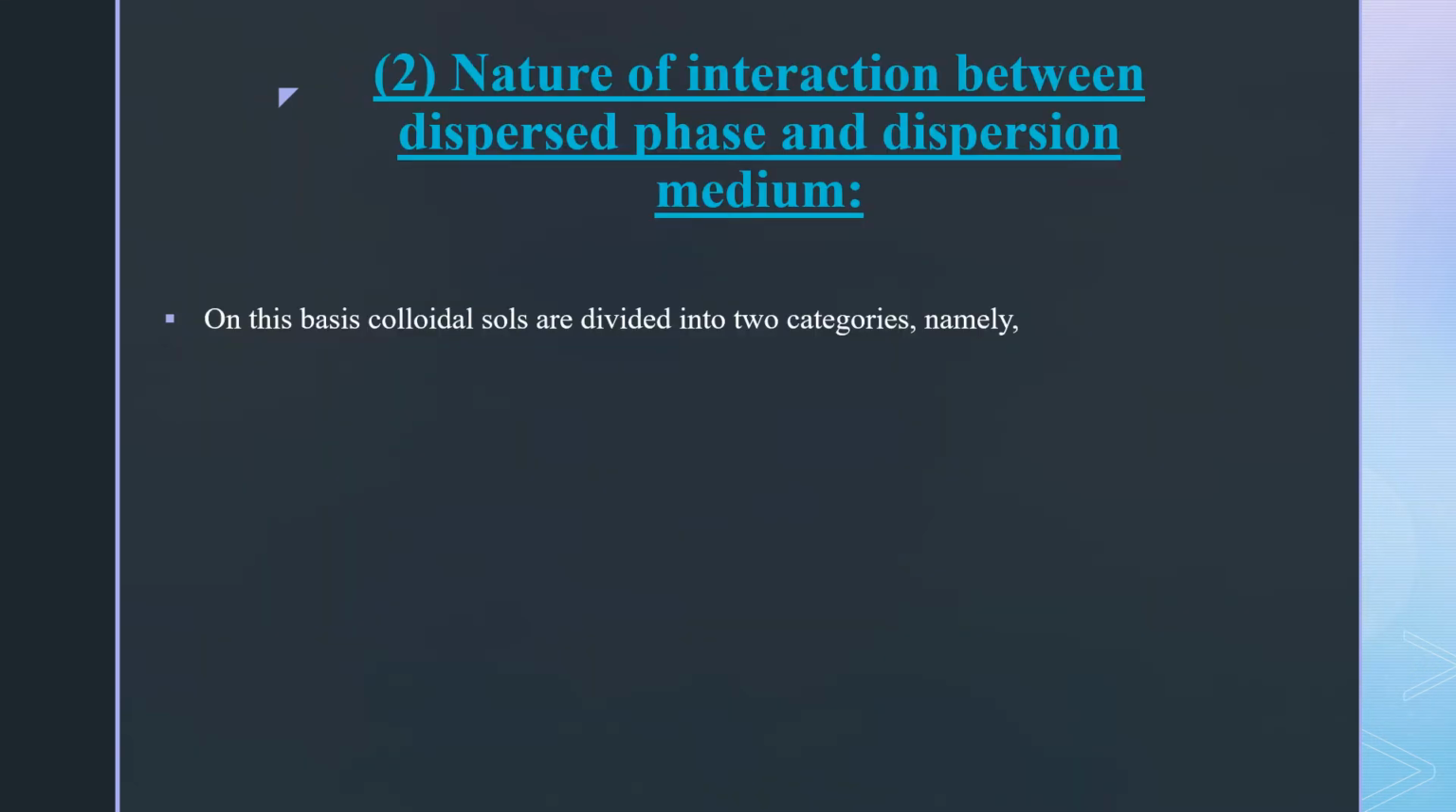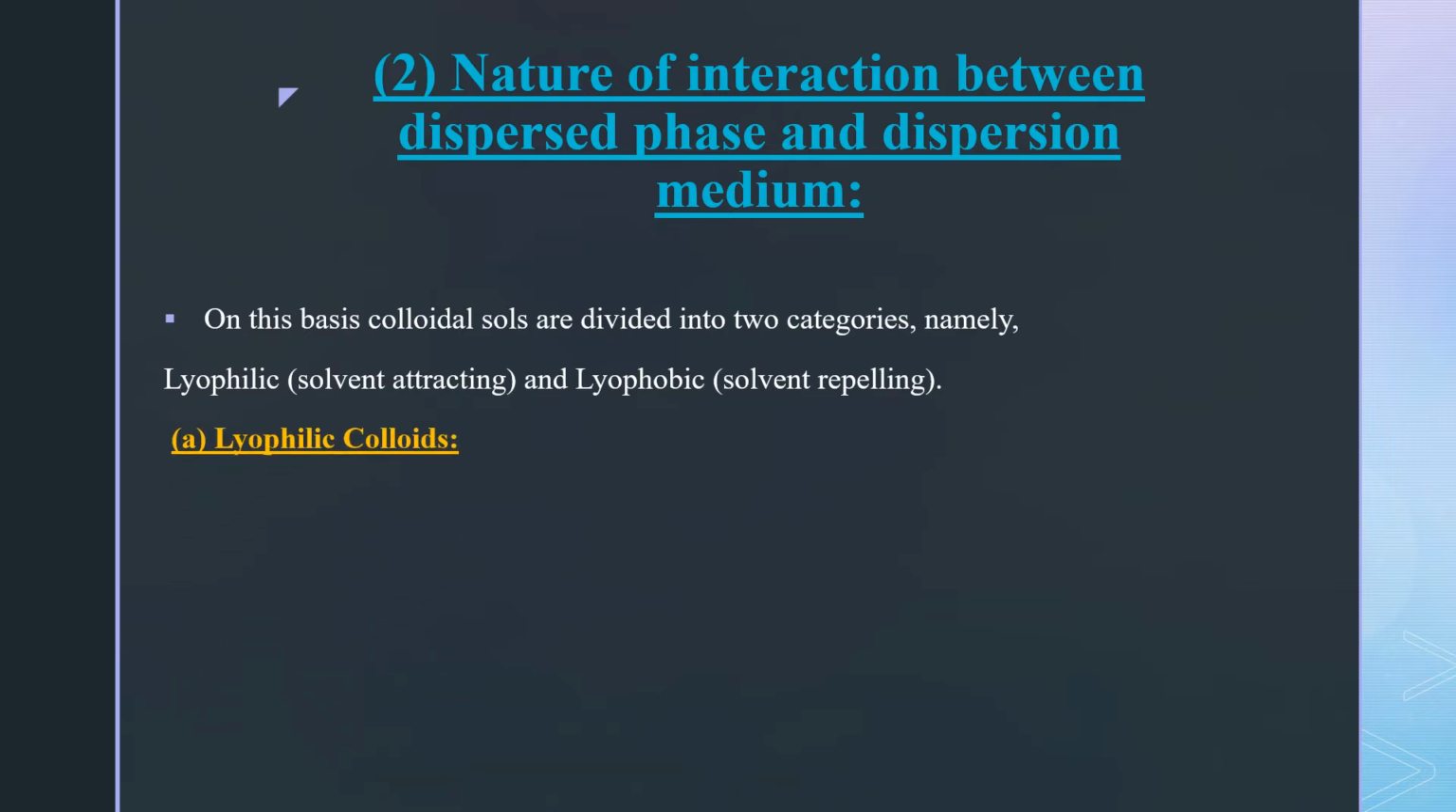Now come to the second part of the classification: nature of interaction between dispersed phase and dispersion medium. When we look at the interaction between the particles of the dispersed phase and the dispersion medium, on the basis of the nature of that interaction, colloidal sols can be divided into two categories. One is lyophilic, solvent attracting, and lyophobic, solvent repelling.